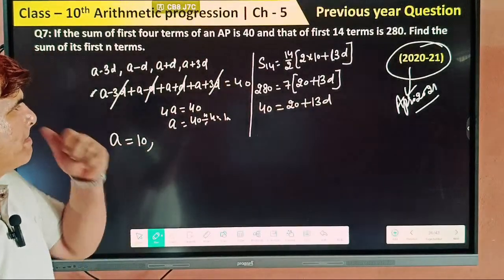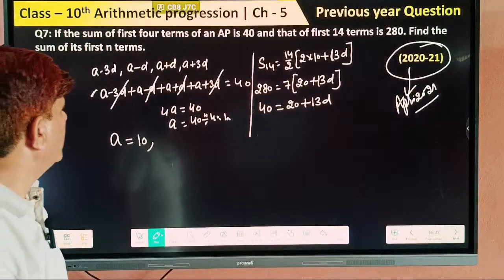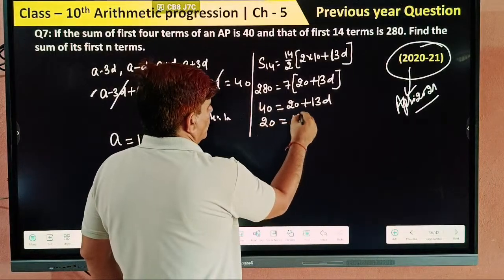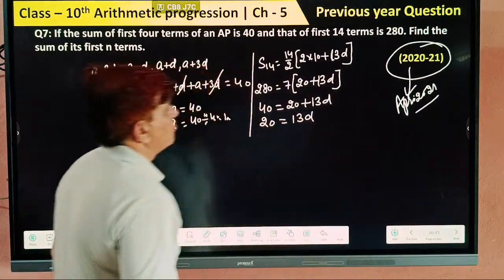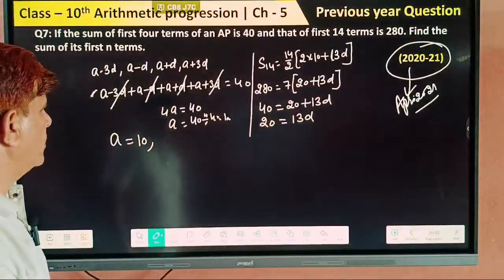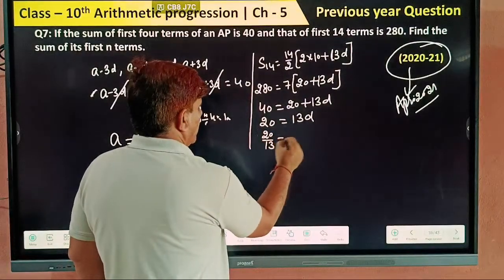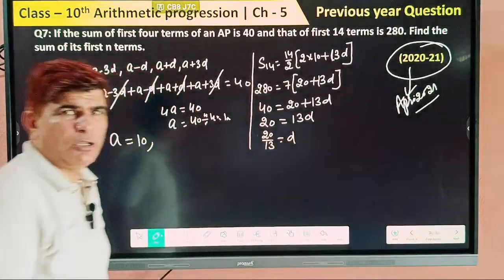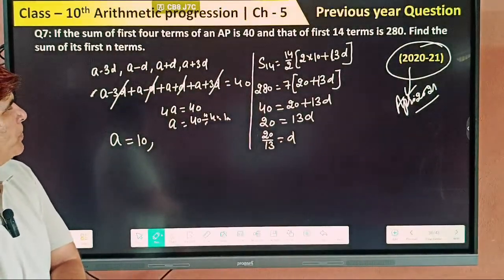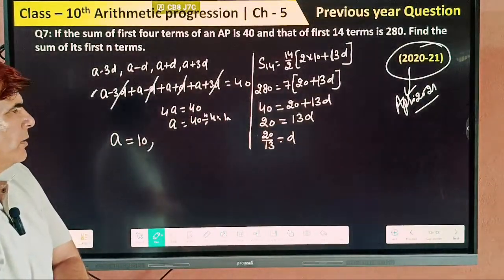Bring it to this side. 40 minus 20, so 20 equals 13d. So what's your d? d equals 20 by 13. There may be some mistake in the calculation, but the method is this. And a: 4a equals 40, so a equals 10.